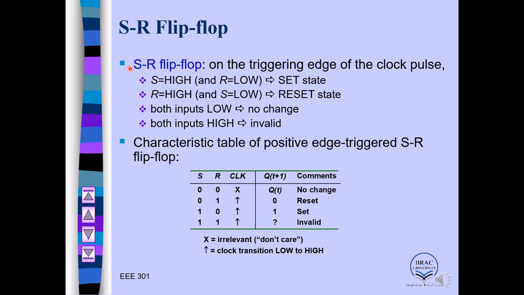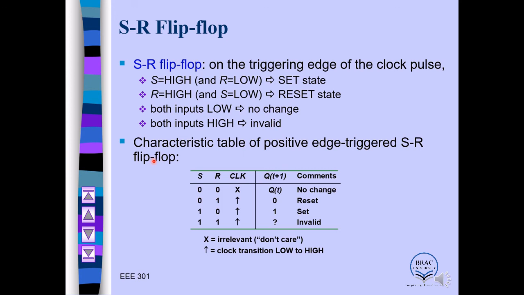Now look at the SR flip-flop. On the triggering edge of the clock pulse, which could be the positive edge or negative edge, if your S is high, which means your R is low, S high means set state. R high means reset state, and obviously in that case your S is low. If both inputs are low, there will be no change. And if both inputs are high, this is the invalid state.